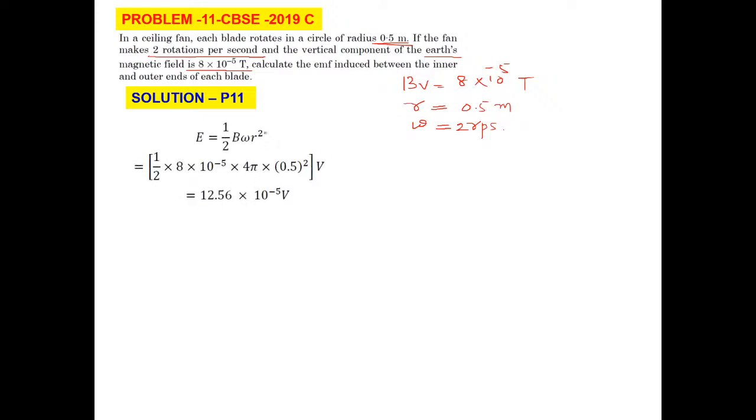Now let's see how we are going to solve it. We know that EMF is half B L square omega, or half B R square omega. The vertical component is already given, so there is no need to compute it; we can take it directly. R and omega are also given, so we can substitute these values into the equation and we will get 12.56 into 10 power minus 5.